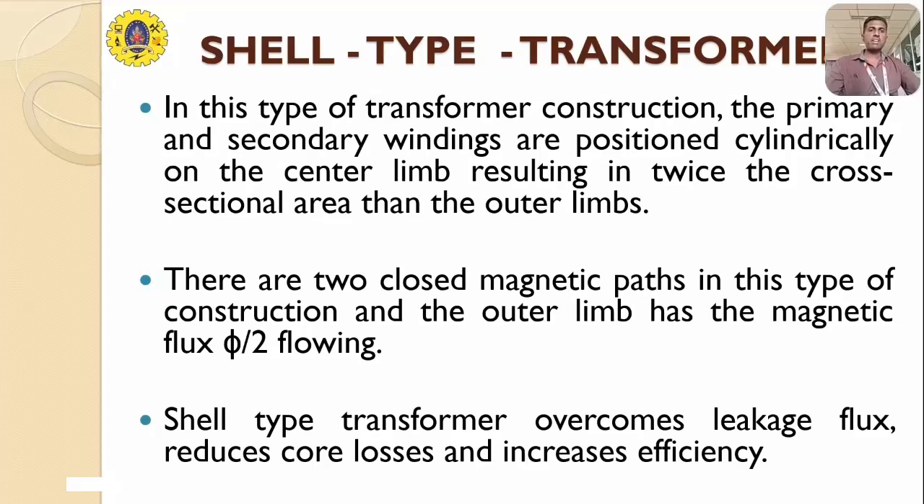It results in twice the cross-sectional area of the outer limbs. There are two closed magnetic paths in this type of construction, and each outer limb has a magnetic flux of φ/2 flowing in it. So the shell type transformer overcomes the leakage problem of the core type transformer, and since we are reducing the leakage, we are reducing the core losses and increasing the efficiency of the transformer.